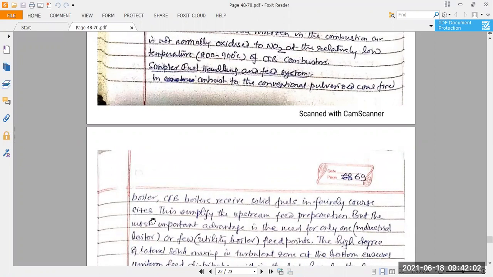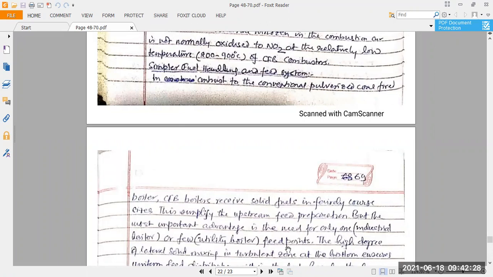It may not be very big, but it doesn't have to be separated or bothered with much. Finally, the coarse fuel simplifies the upstream feed preparation. But the most important advantage is the need for only one boiler feed point, or a few utility boiler feed points.